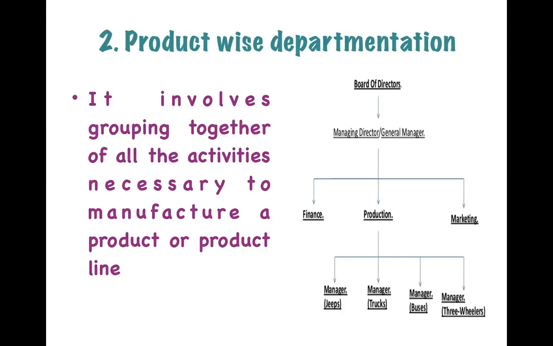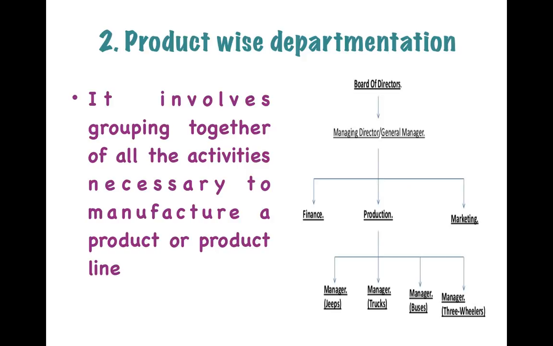Then we have the managing director. The managing director has divided the work of the organization into functional departmentation, which is finance, production, and marketing. Now, the production department has again done departmentation on the basis of product. That is, for example, an organization like Tata. Tata is manufacturing different types of vehicles. It is manufacturing jeeps, trucks, buses, and three-wheelers.